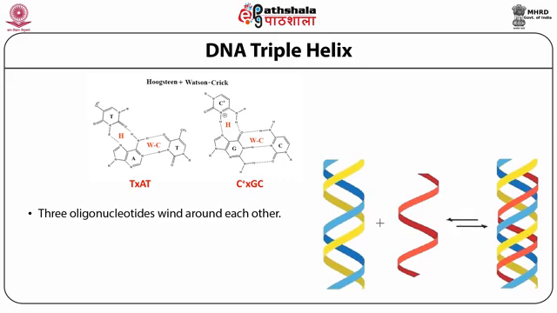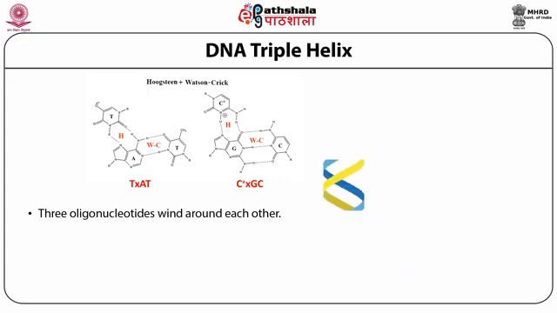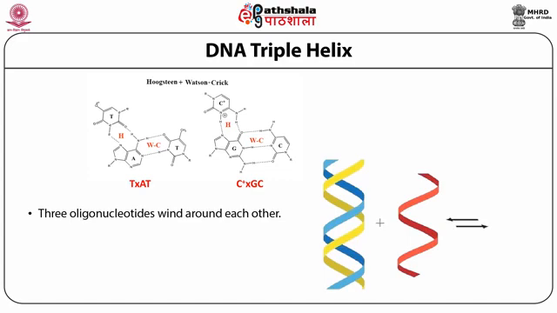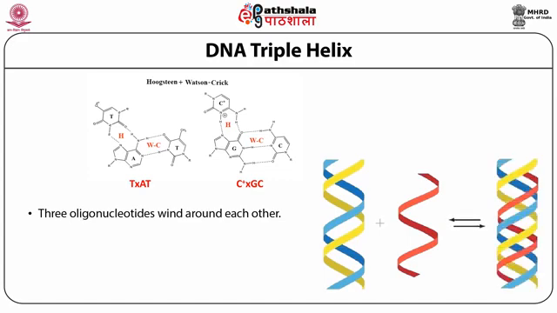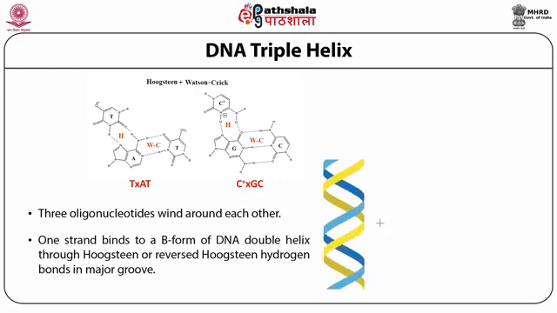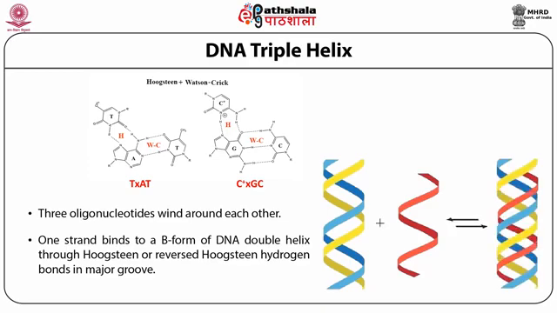This kind of combination of Watson-Crick and Hoogsteen base pairing is very important for making a DNA triple helix, where you can have a perfect B-DNA, and then you can also have another single stranded DNA which can come together, the red strand, and the 3 strands wind around each other and form this DNA triple helix. This particular red strand binds to the major groove of double stranded DNA by Hoogsteen or reverse Hoogsteen hydrogen bonds and forms the triple helix.